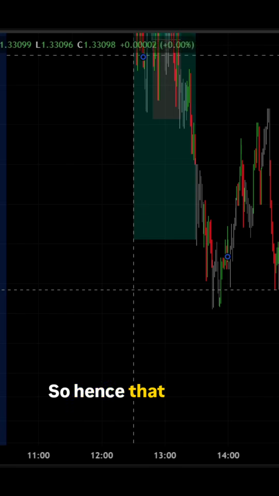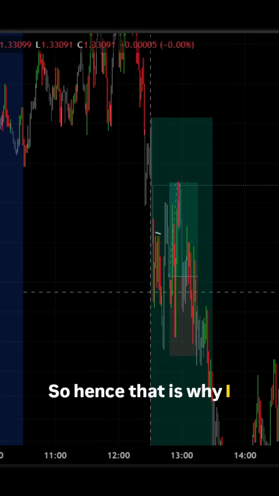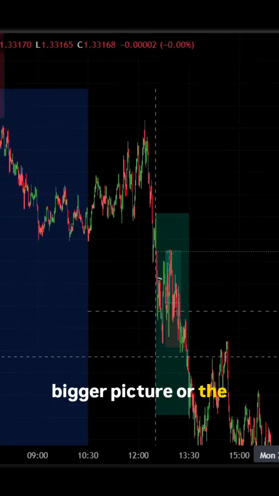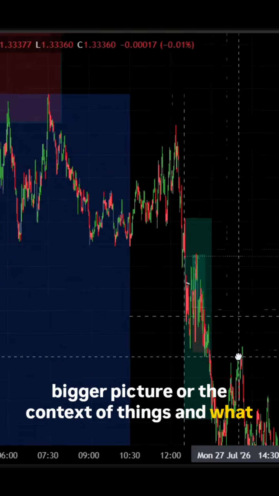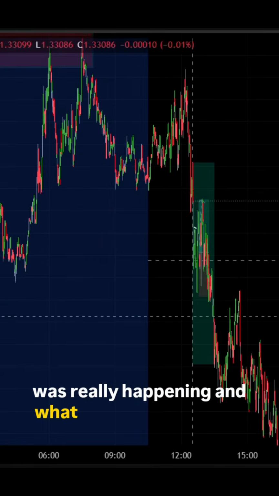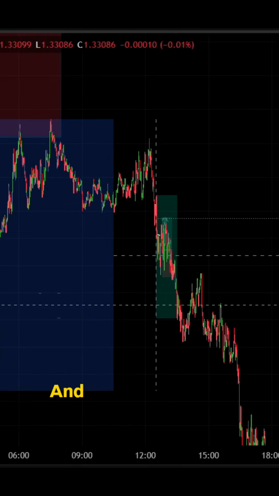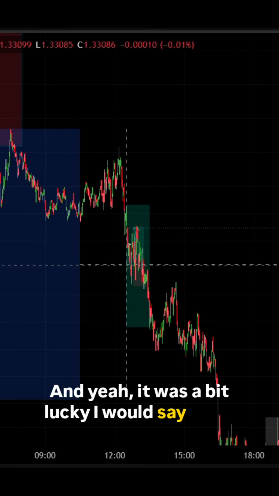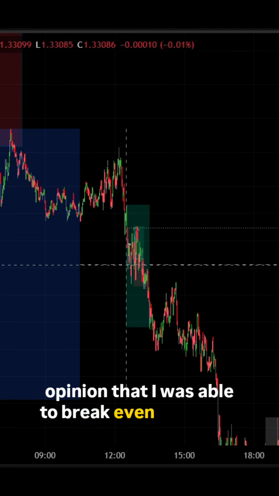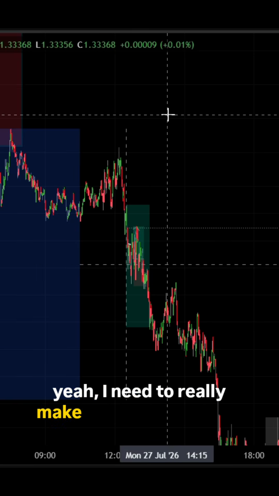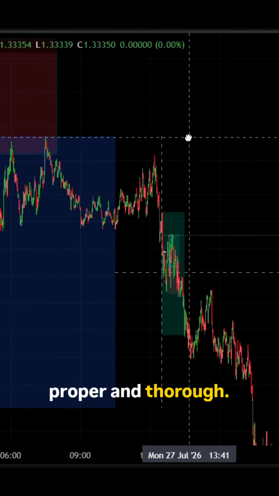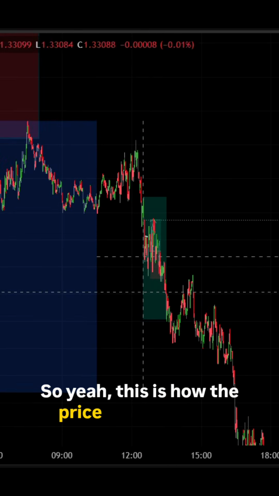So hence that is why I failed to realize the bigger picture or the context of things and what was really happening and what price really wanted to do. And yeah, it was a bit lucky, I would say, in my opinion, that I was able to break even early. But yeah, I need to really make sure my analysis is proper and thorough. So yeah, this is how the price action played out.